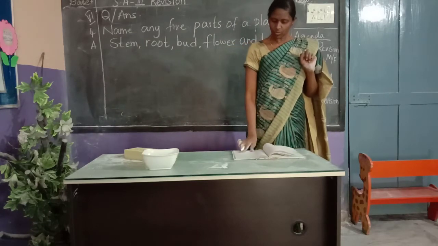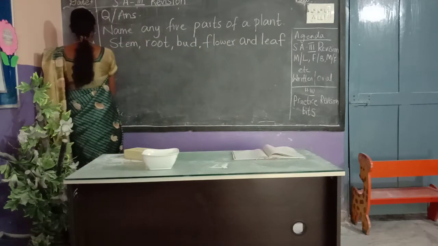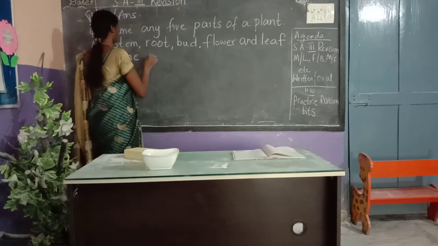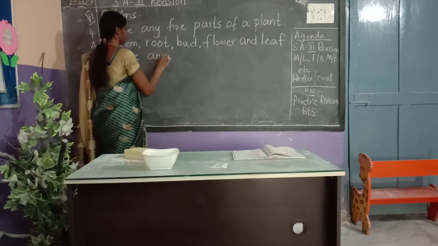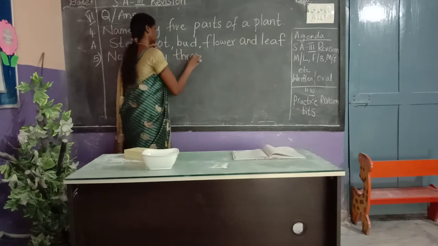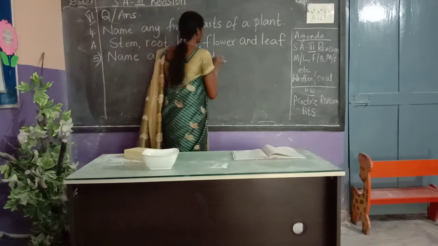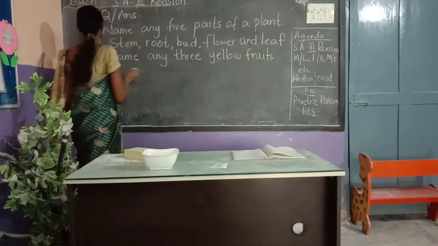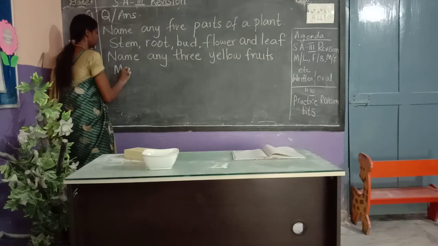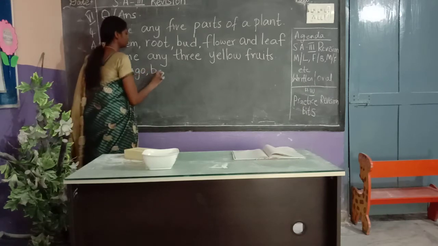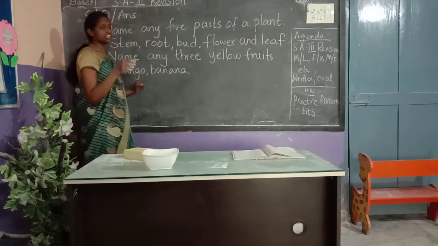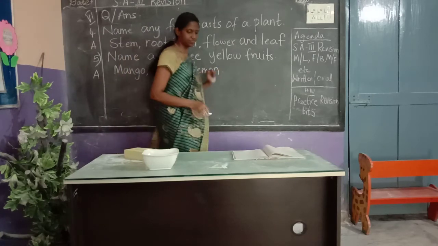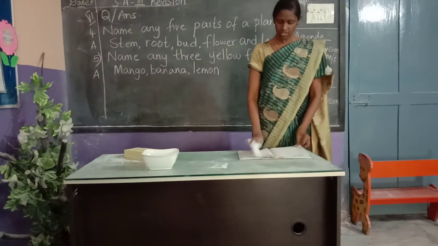Now the fifth one. Write the fifth question. Name any tree yellow fruits. Yellow fruits. Okay? Name any tree yellow fruits. That is mango, M-A-N-G-O. Banana, B-A-N-A-N-A. And the last one is lemon, L-E-M-O-N. Write down, children. So these are the three fruits.